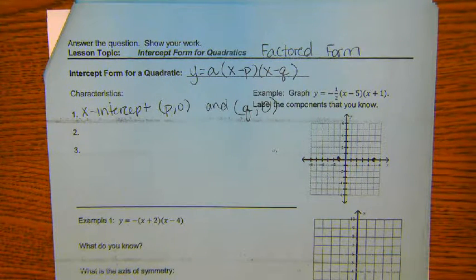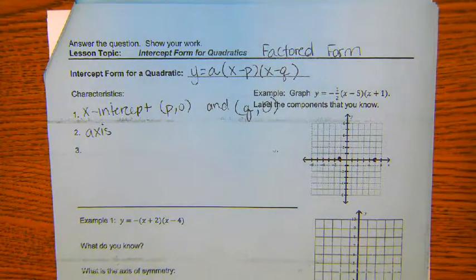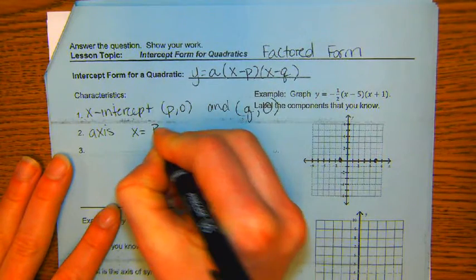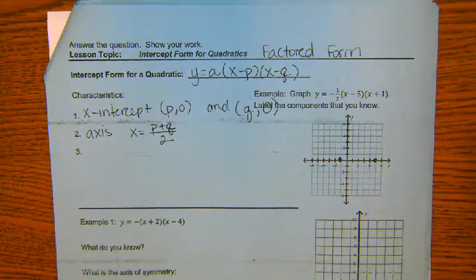Okay. Would you agree that when I do the vertex of it, doesn't the vertex have to be halfway in between there because of symmetry? Okay, so in a second when we're going to find the axis, the halfway point, here's what we're going to do. We are going to go halfway in between P and Q. So we are going to do P plus Q divided by 2.